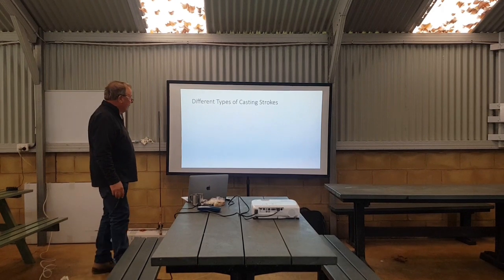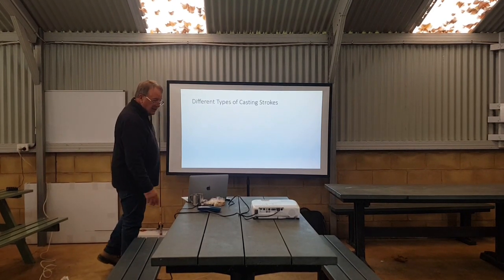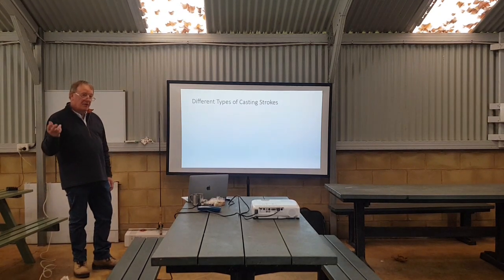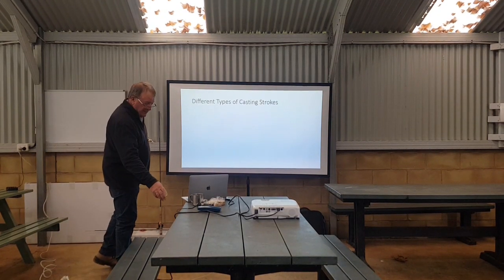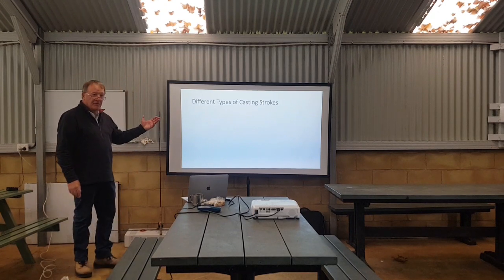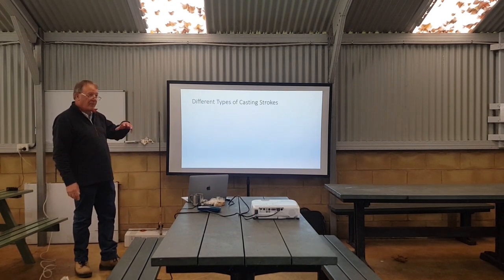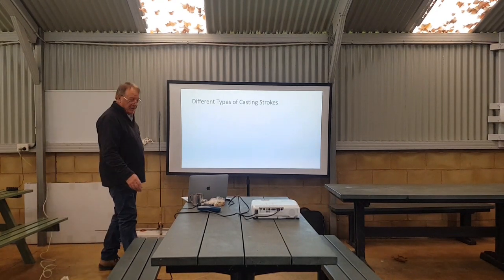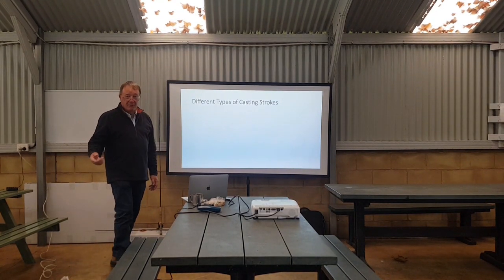So, just keep in mind those two elements of the casting stroke, translation and rotation. And what I've tried to do here is come up with different ways we can use one or both of those elements to make a casting stroke. And I've come up with 6. And I'm going to tell you that I think one of them is better than the rest of them.